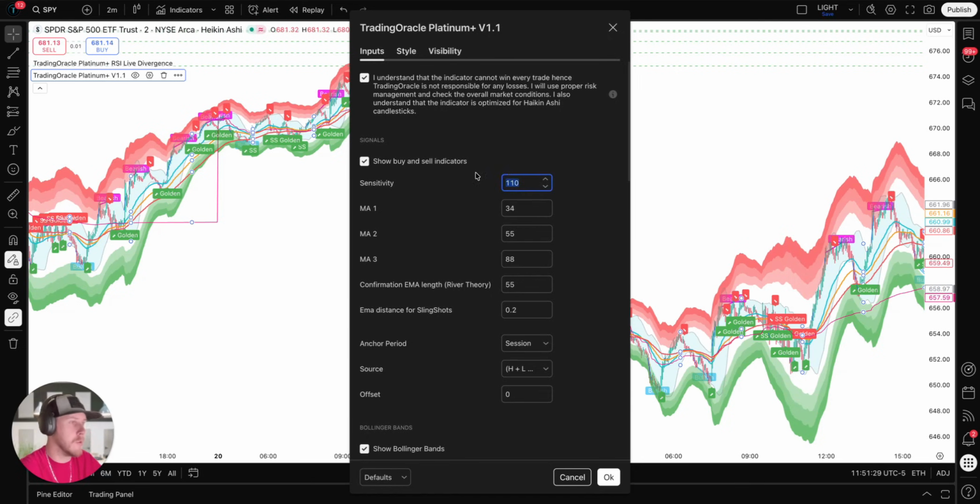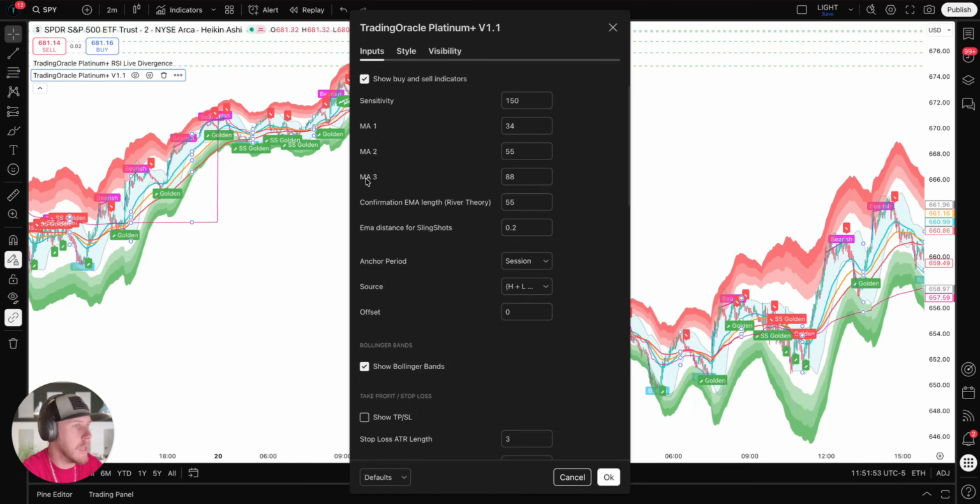My sensitivity, I usually keep around 150. This will change sometimes. If I'm watching the market and I see a divergence possibly playing out, I will turn it down a little bit to 80, 90, something like that, because that makes those buy and sell signals come out a little earlier. But I usually keep it around 150 for normal trading.